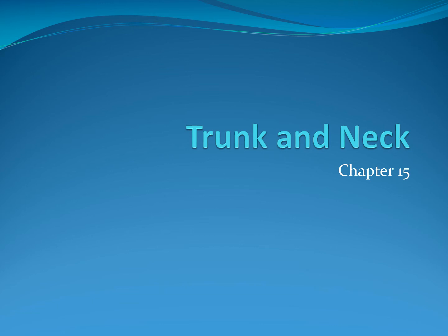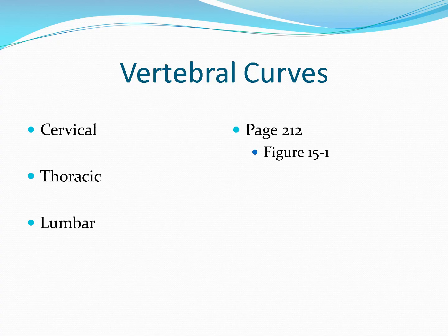Now we're going to start on chapter 15 and move out of the upper extremity and off into the neck and the trunk. So a couple of things just to remind you about. There are 3 vertebral curves shown in your book, and it's not on page 212 actually. Let me find it. It's on page 240. So make reference to that. You can see those vertebral curves.